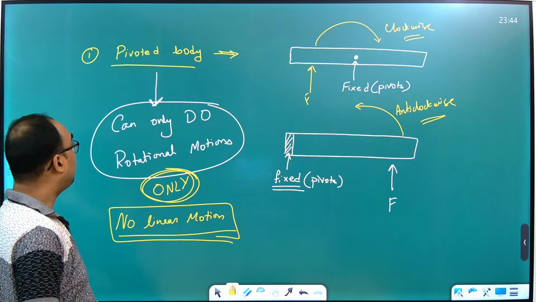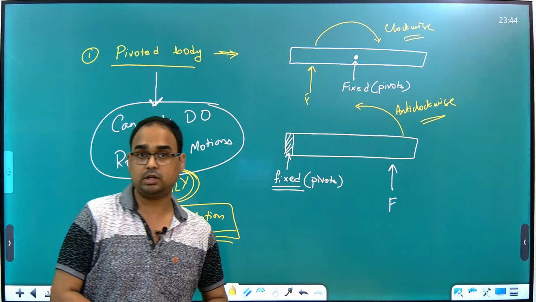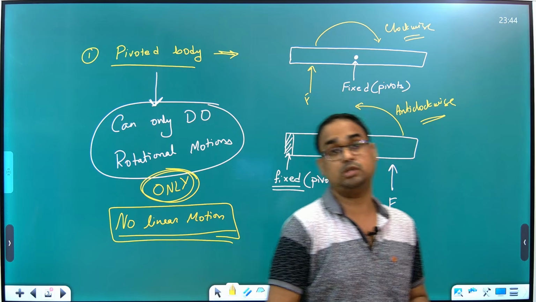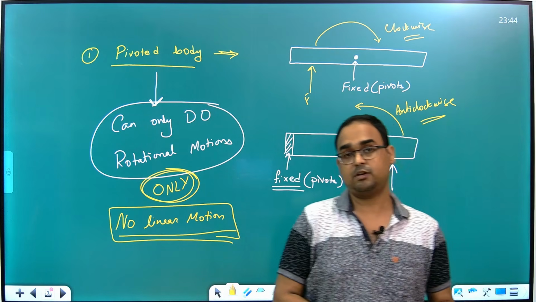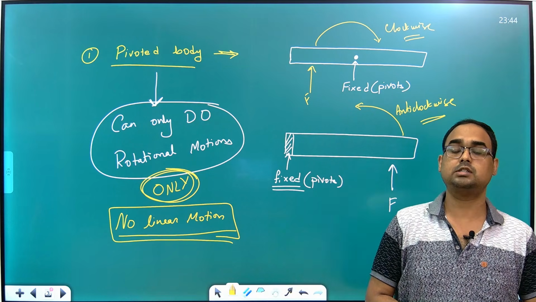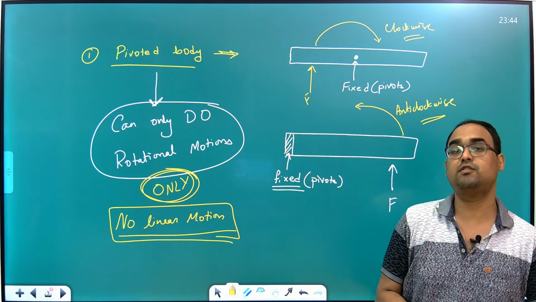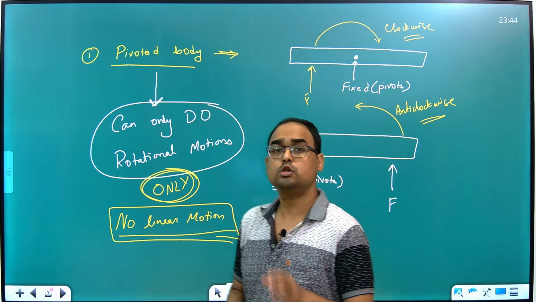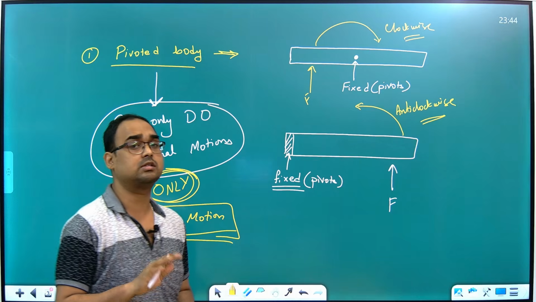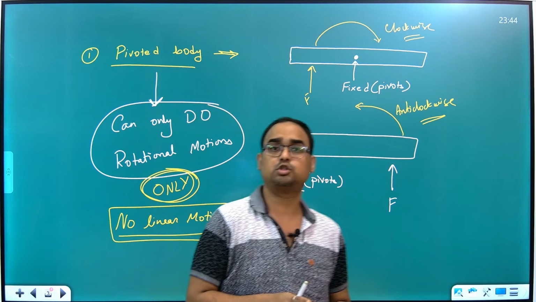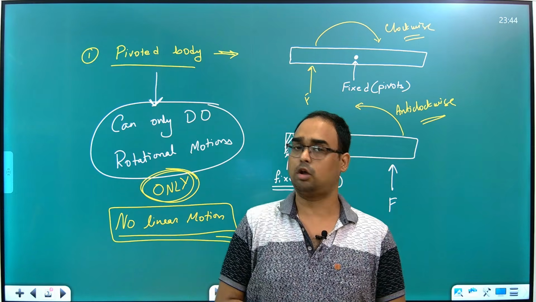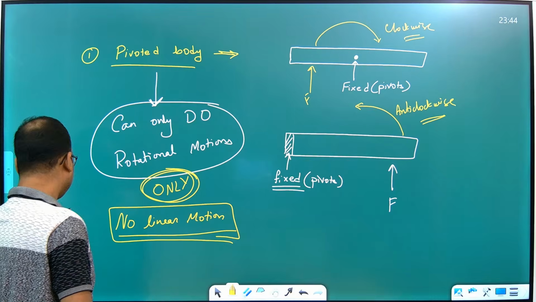Now, if the body is a pivoted body, many may question this: what will happen if the pivoted body is non-rigid? Now, in the syllabus we are all considering rigid pivoted bodies. So let's not go into those topics. For rigid pivoted bodies, the bodies will have only rotational motions, no translatory motions. There are two kinds of rotational motions that are done in a pivoted body: anti-clockwise or clockwise.